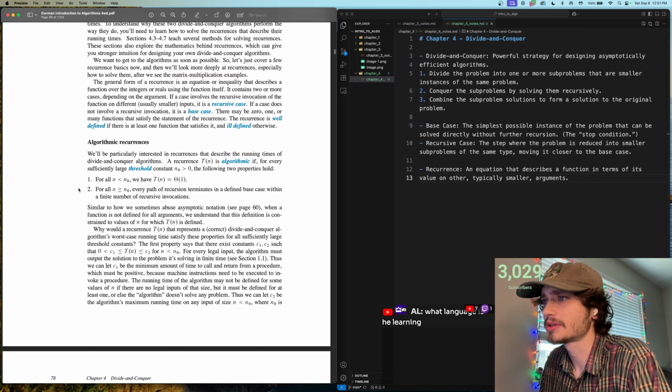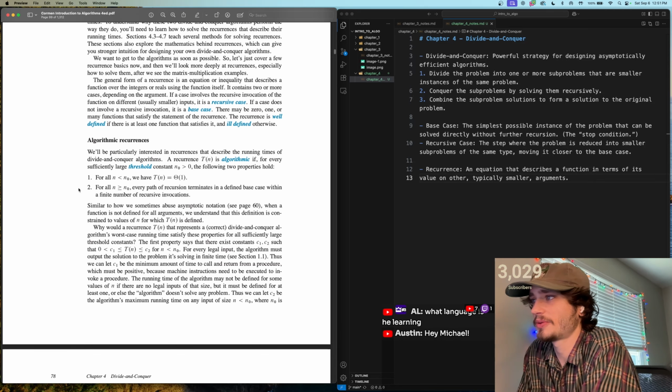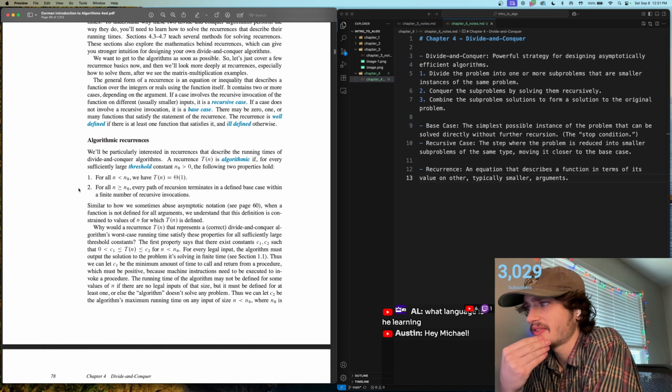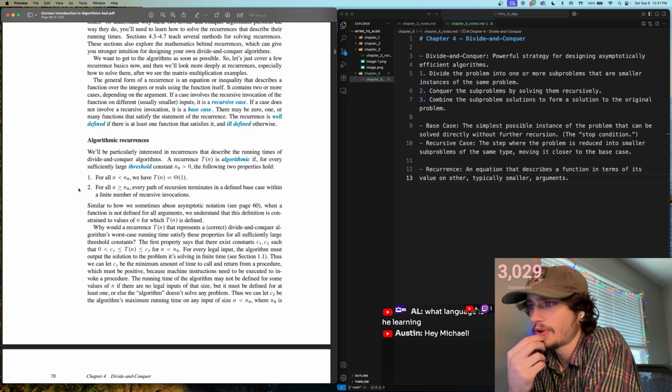Algorithmic recurrences. We'll be particularly interested in recurrences that describe the running times of divide and conquer algorithms. A recurrence T(n) is algorithmic if, for every sufficiently large threshold constant n_0 that is greater than 0, the following 2 properties hold. For all values of n that are less than that initial n_0, we have T(n) = Θ(1), that is, the recurrence is constant. For all values of n that are greater than or equal to n_0, every path of recursion terminates in a base case within a finite number of recursive invocations.